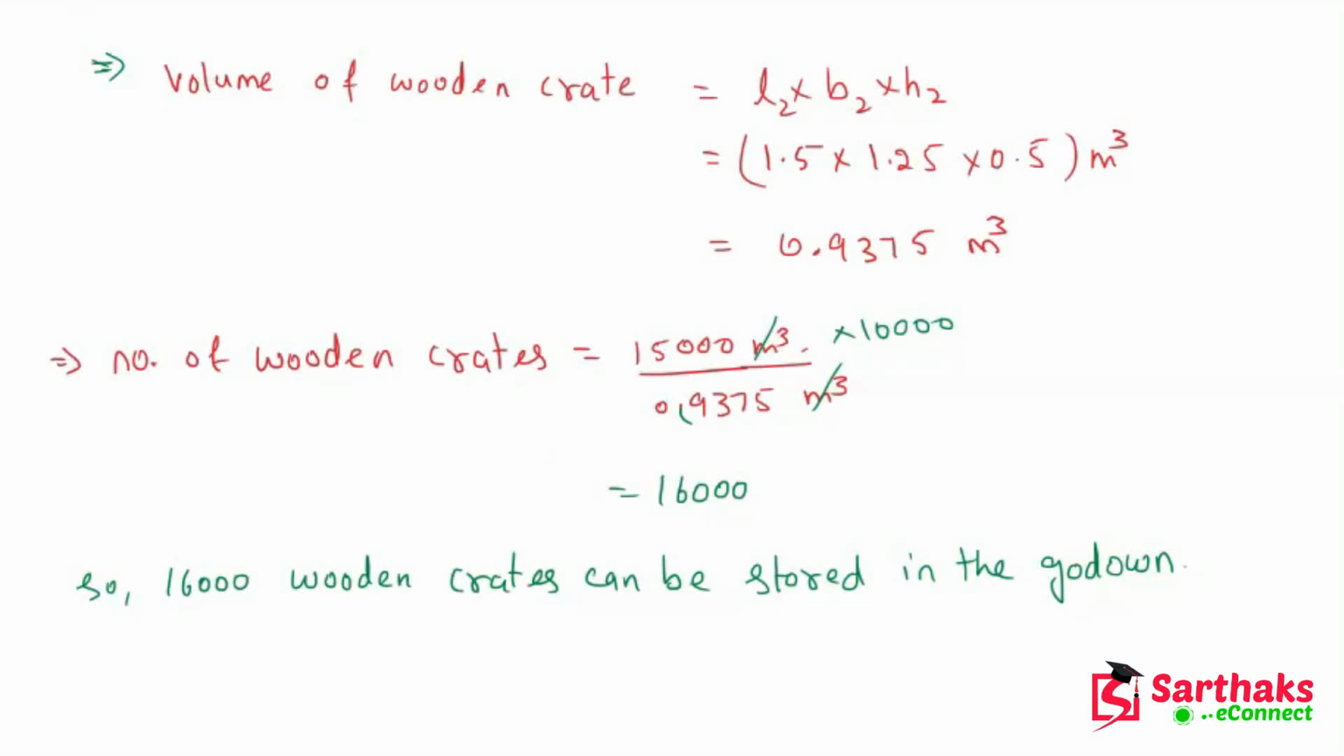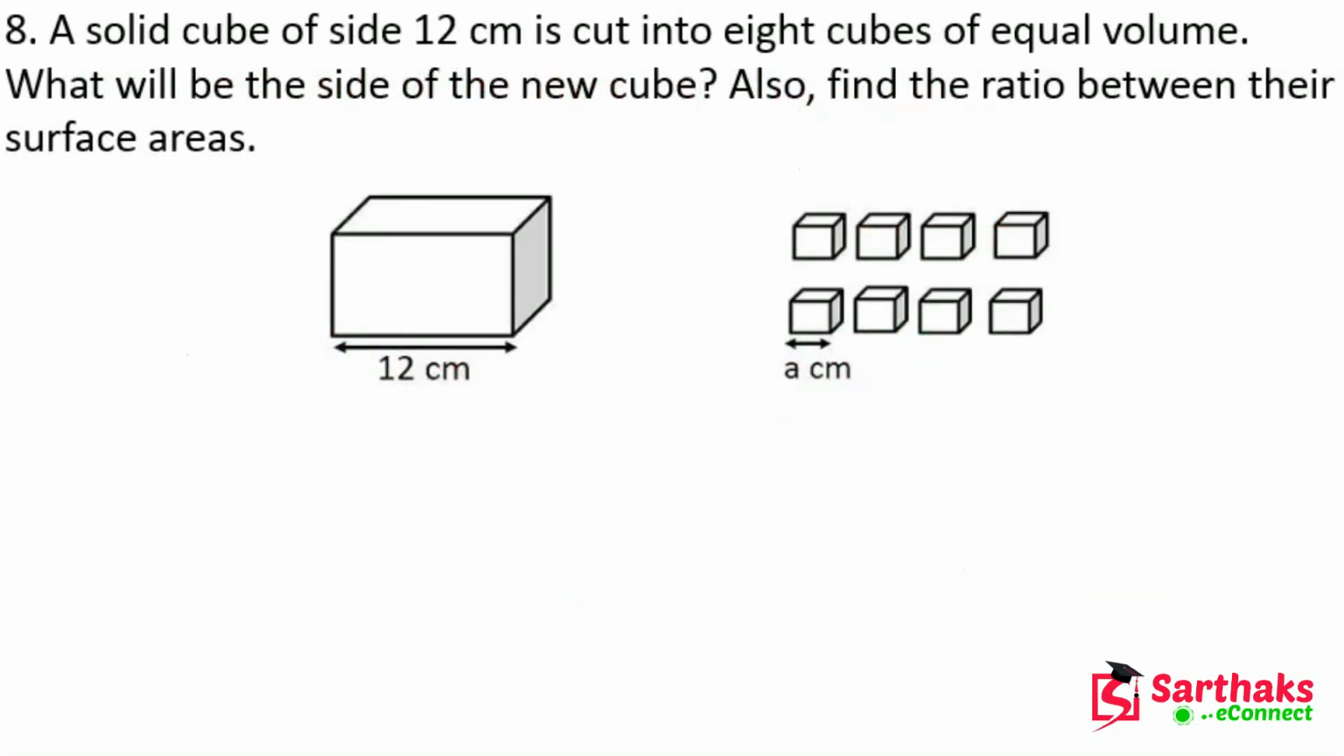Yes, so now the next question is, my dear friends, a solid cube of side 12 centimeter is cut into 8 cubes of equal volume. Okay, what will be the side of the new cube? Now also find the ratio between their surface areas. Okay, I hope you get this point.